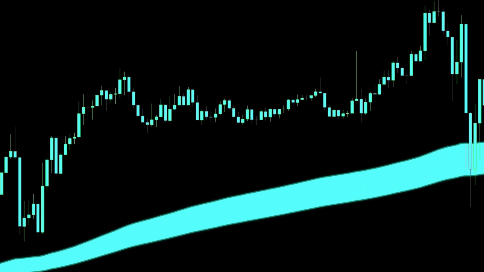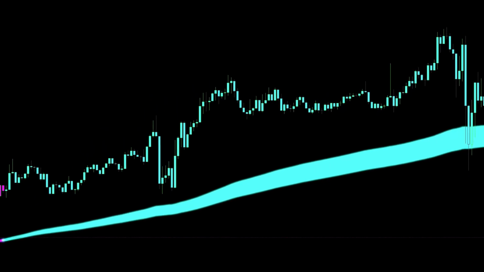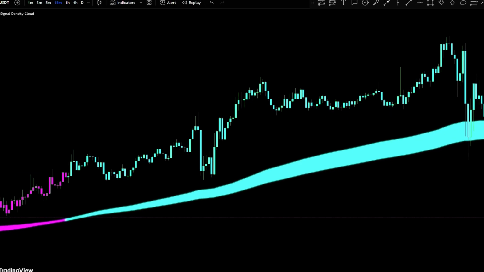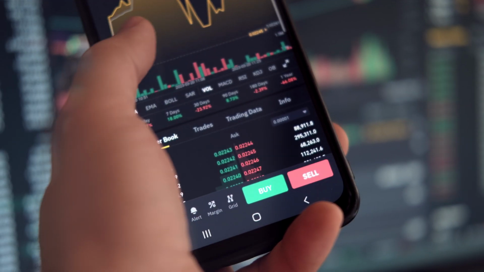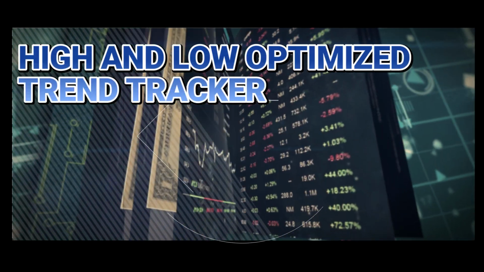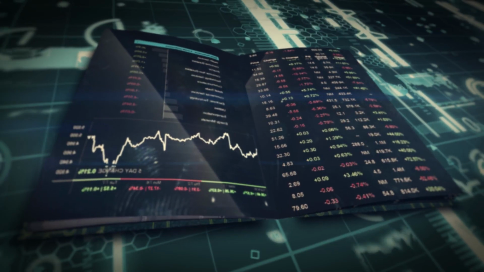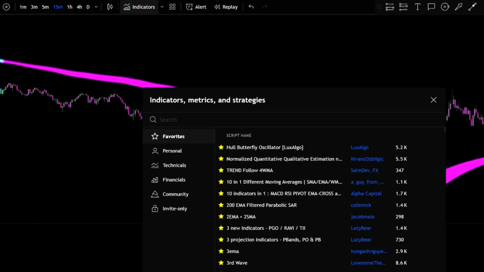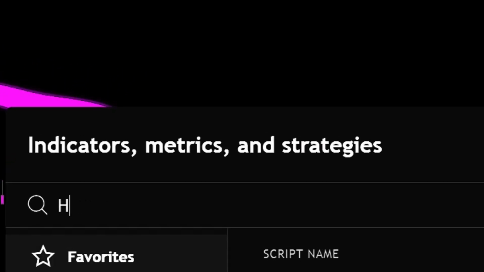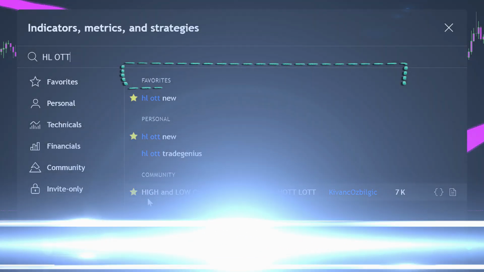Alright, so we've got our fancy cloud thing going, right? That helps us see the big picture, the overall trend. But now, we need something to give us those actual go or stop signals. That's where our second tool comes in. It's called High and Low Optimized Trend Tracker, or HOTT for short. Don't let that name scare you. It's pretty straightforward. Just like before, head over to the indicator section on TradingView. Type in HOTT. And click to add it to your chart. Easy peasy.